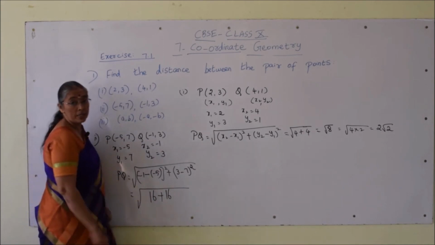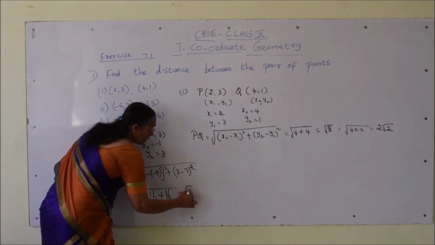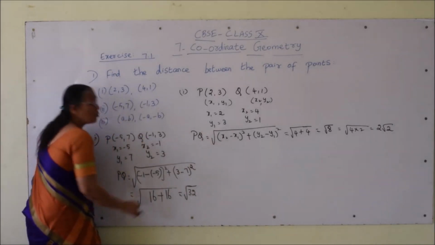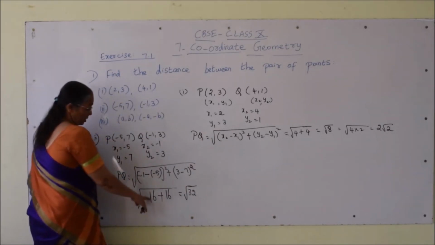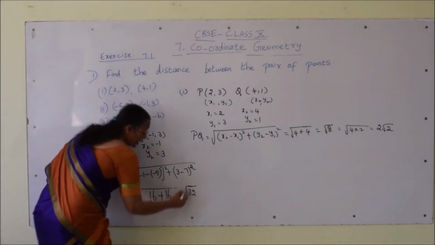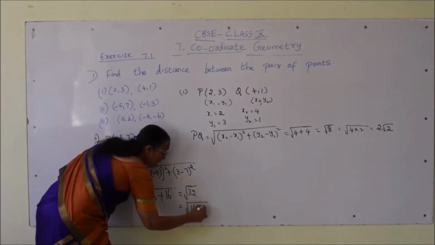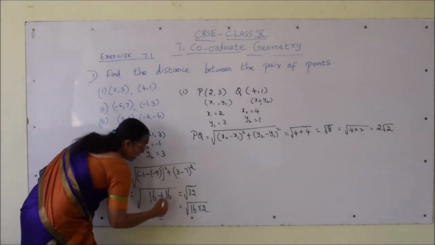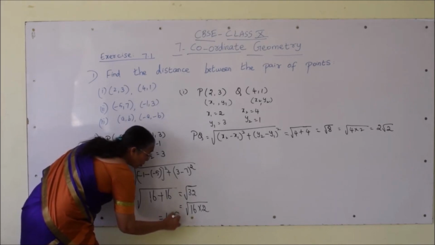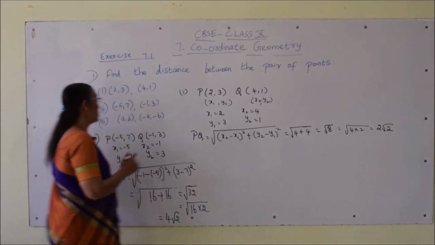So 16 plus 16, root 32. Another way we can do this: root 16 can be taken outside as 4. I will write here only: this is equal to root over 16 into 2. So 16 can be taken outside as 4. So the distance between the given two points is 4 root 2. Now, third problem.